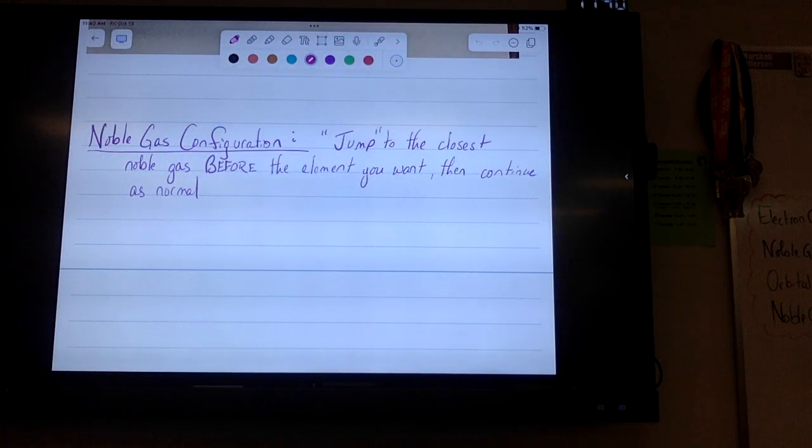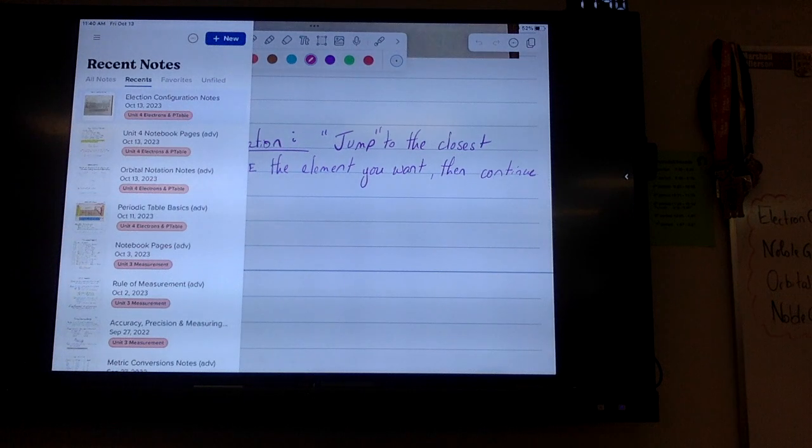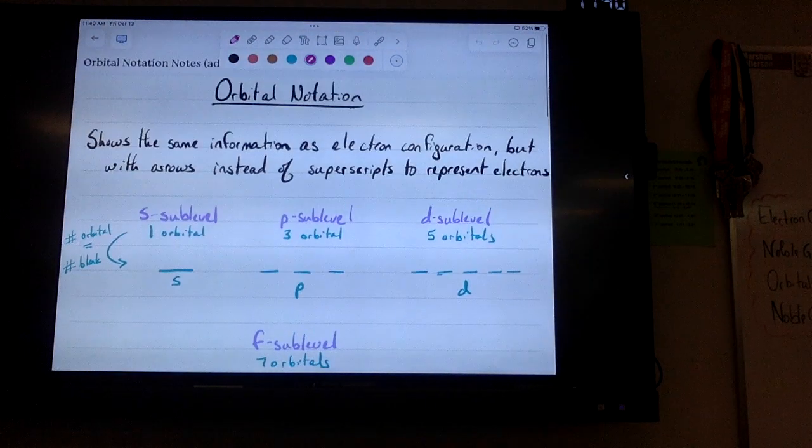All right, let's try orbital notation. Orbital notation is going to require another page of notes. They're not long, they're just roomy. Orbital notations, here you go.